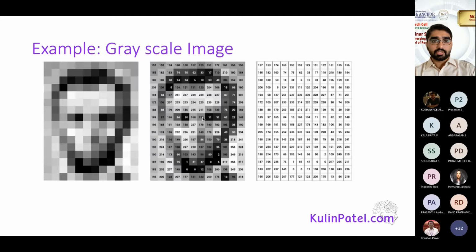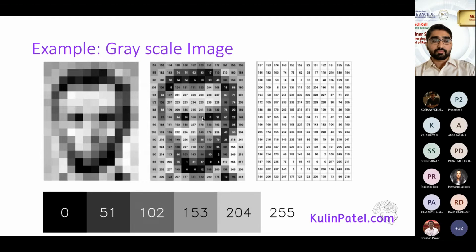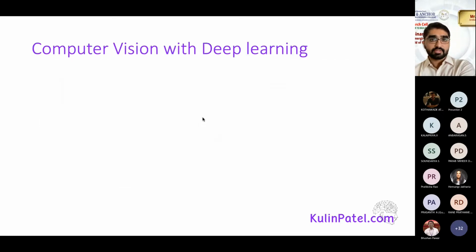Let's say, for example, this is a grayscale image. For zero we use black, and for white we use 255, so there are 256 values in total. This is an example of a grayscale image.